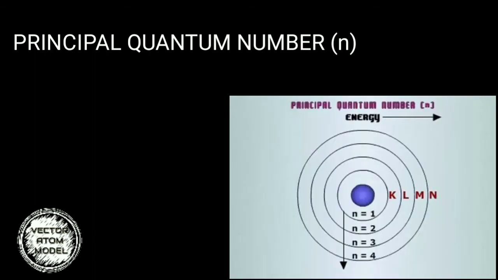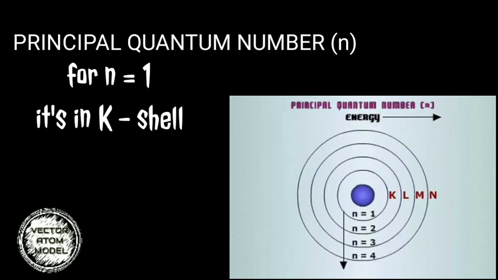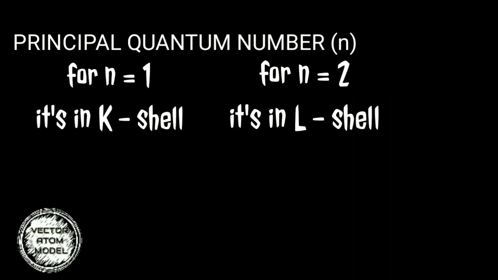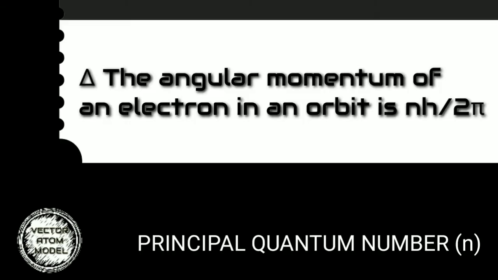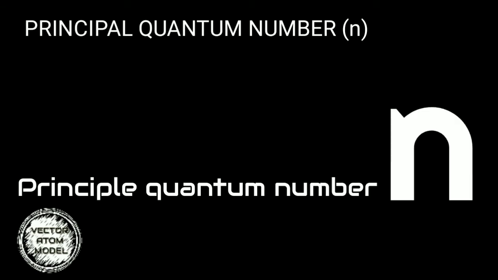The shells are designated as K, L, M. Thus, for n equal to 1, the electron is in the first or K shell. For n equal to 2, the electron is in the L shell. For n equal to 3, it is in the M shell, and so on. The angular momentum of an electron in an orbit is always an integral multiple of h by 2 pi, that is nh by 2 pi, where the principal quantum number is represented as n.